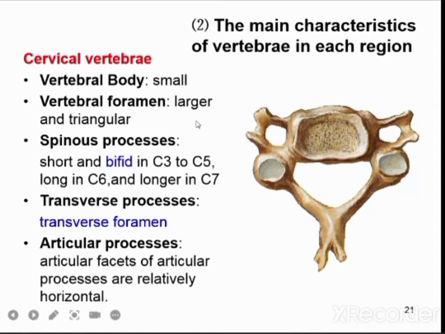There are two transverse processes. And we can see there is a transverse foramen in the transverse process. It's only present in cervical vertebrae. We cannot see it in thoracic vertebrae or lumbar vertebrae. It's special, only present in cervical vertebrae.